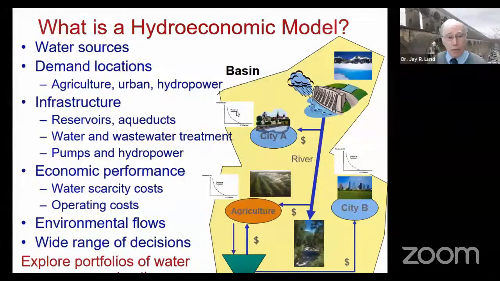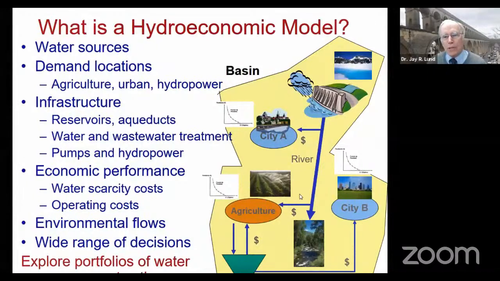It has infrastructure of reservoirs, aqueducts, treatment plants, pumps, and hydropower systems that we operate in order to get water from the supplies to the demands at the right place and the right time with the right kind of reliability. And then we have economic performance.